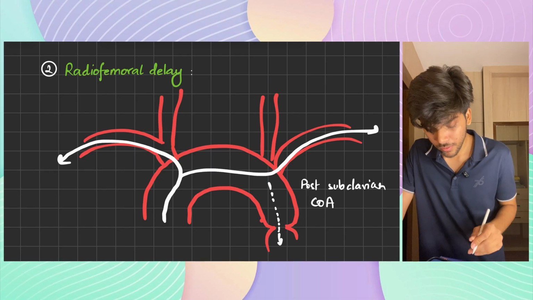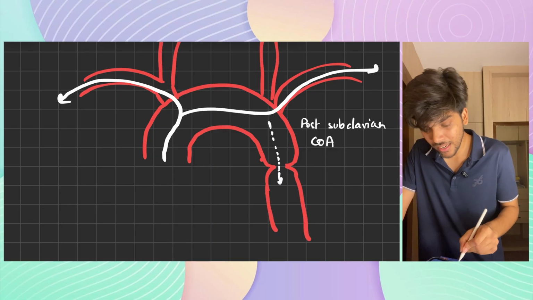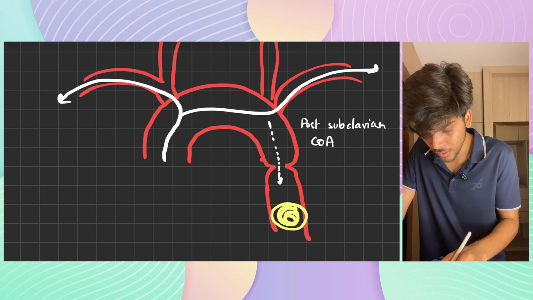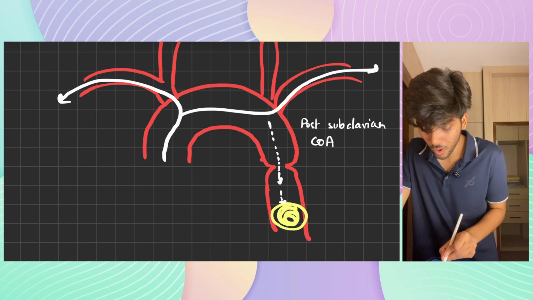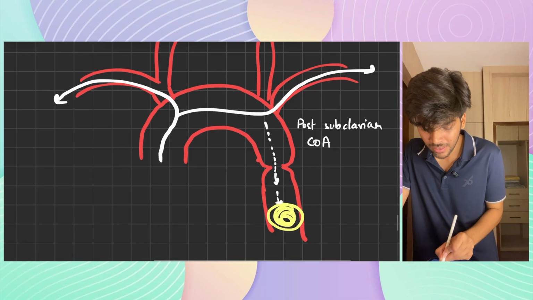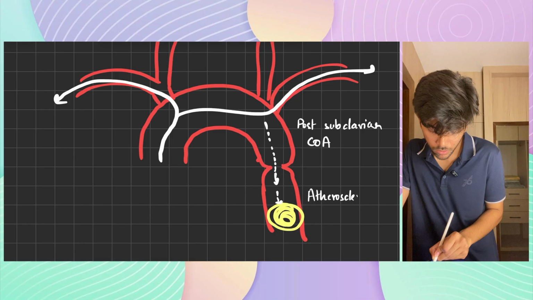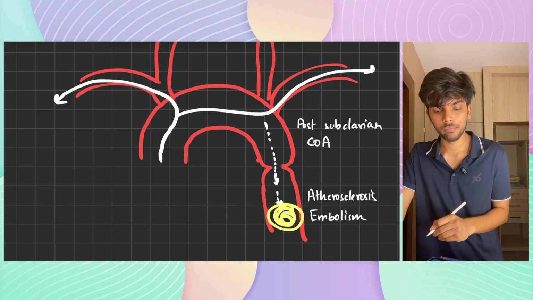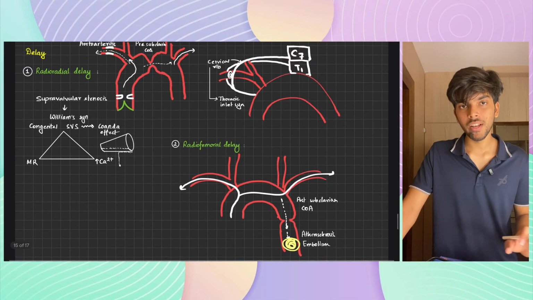Another cause could be if within the descending aorta there is some sort of blockage, then there is obstruction to the flow of blood, and this blockage could be in the form of atherosclerosis or embolism or a tumor from outside, whatever, and that will lead to radiofemoral delay. So that's your delay, radioradial delay and radiofemoral delay.